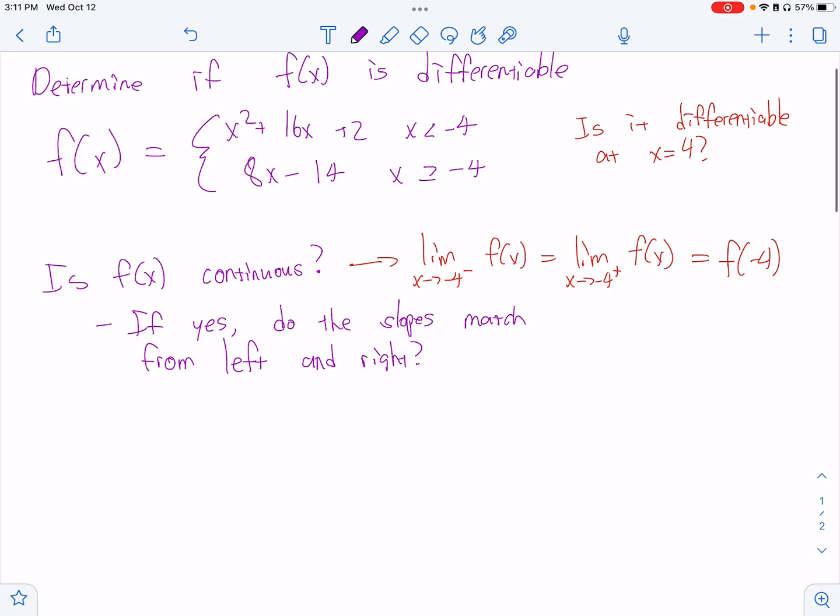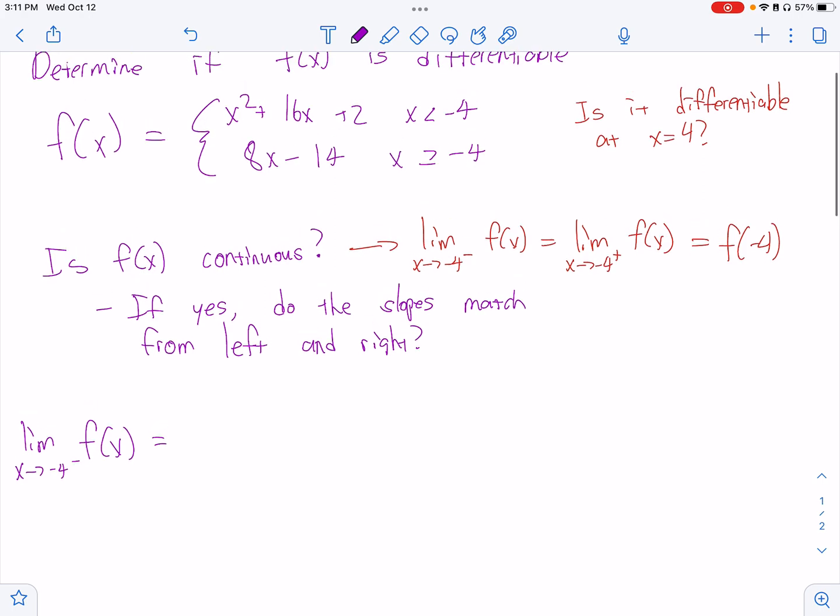So the limit from the left of f of x, since it's following the path of this parabola until we get to -4, means its limit is just this expression evaluated at -4. And that is 16 minus 64 plus 2, which is -46.